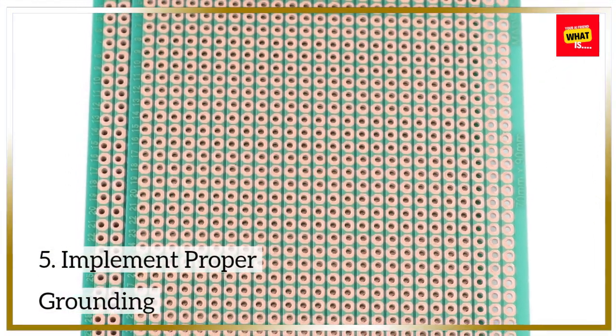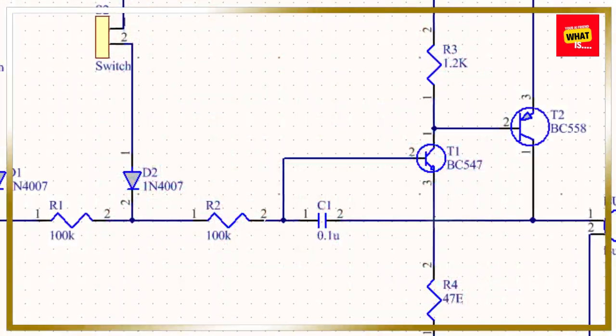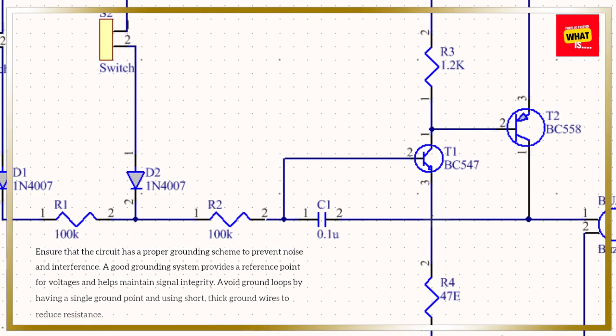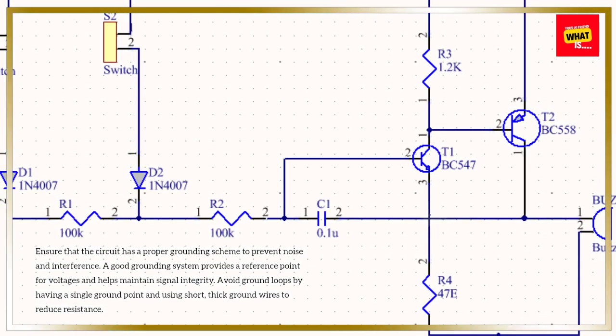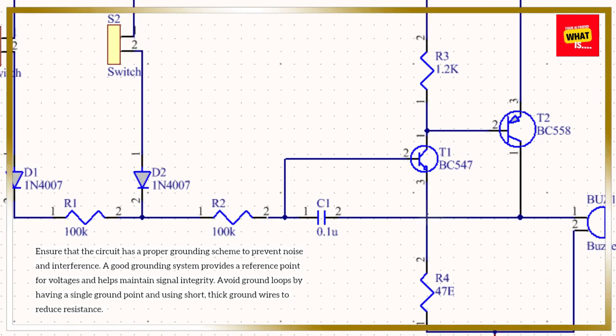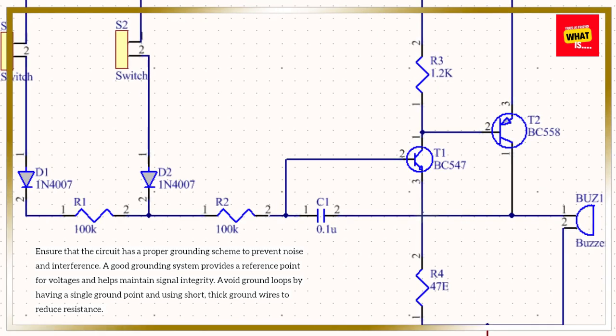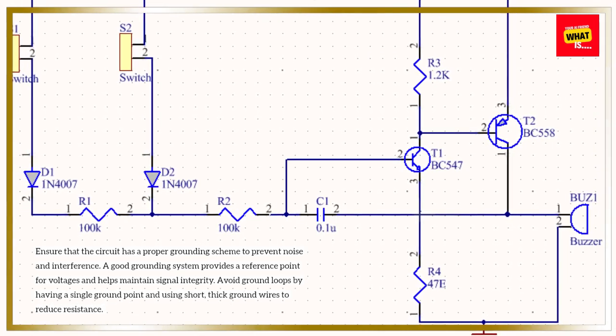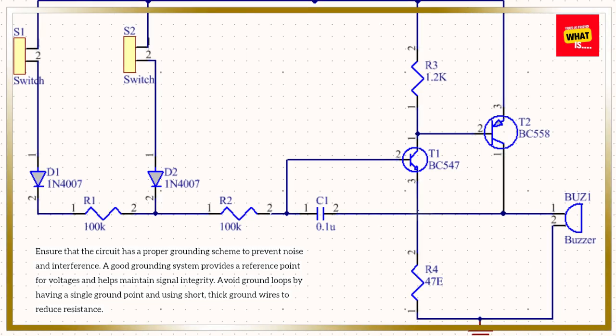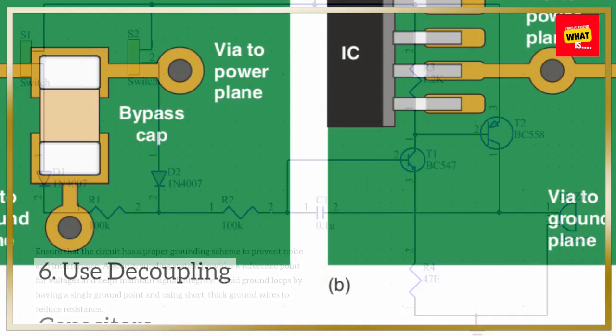5. Implement proper grounding. Ensure that the circuit has a proper grounding scheme to prevent noise and interference. A good grounding system provides a reference point for voltages and helps maintain signal integrity. Avoid ground loops by having a single ground point and using short, thick ground wires to reduce resistance.